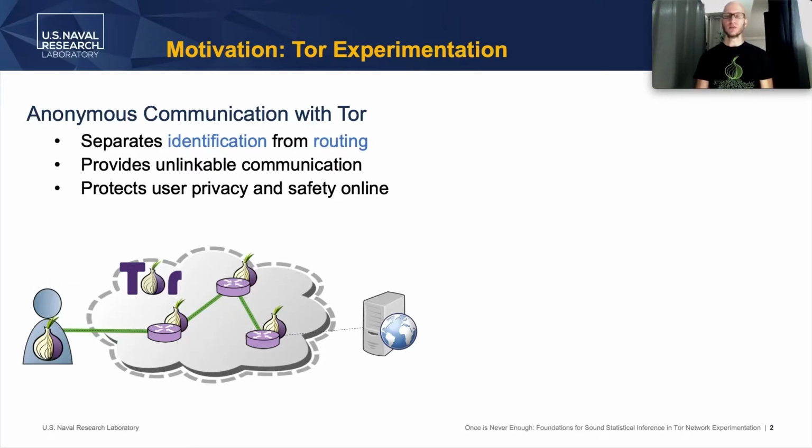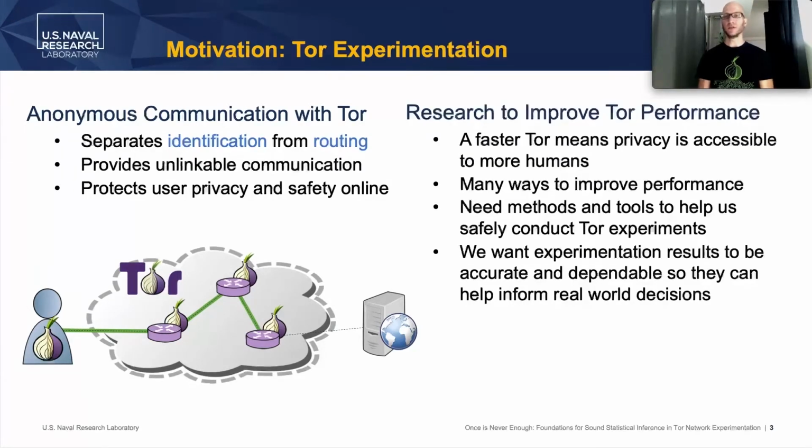Because the traffic is sent through multiple Tor relays, it's generally slower to access websites in Tor than it is to access them directly. As a result, there's been a lot of research over the years on improving Tor performance. In order to evaluate how well these different proposals perform, we need methods and tools to help us safely conduct Tor experiments. A lot of these experiments can't be conducted on the live network for ethical reasons. We want experimentation results gathered using test networks to be accurate and dependable so that we can use them to make real-world decisions about the real network.